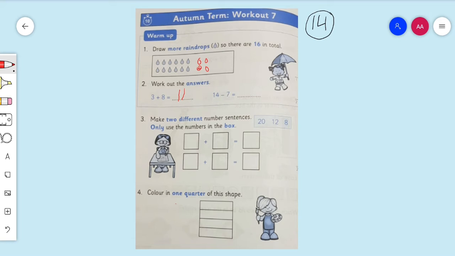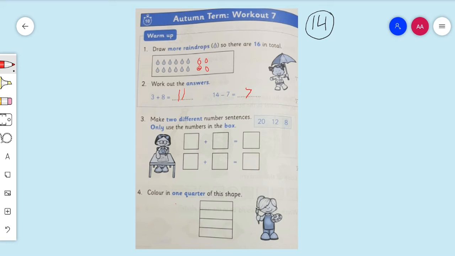Now let's do 14 take away 7. We're going to put 14 in your mind and count backwards 7. 14 in your mind and then 13, 12, 11, 10, 9, 8, 7. So I counted backwards 7 and our answer was 7. So 14 take away 7 equals 7.